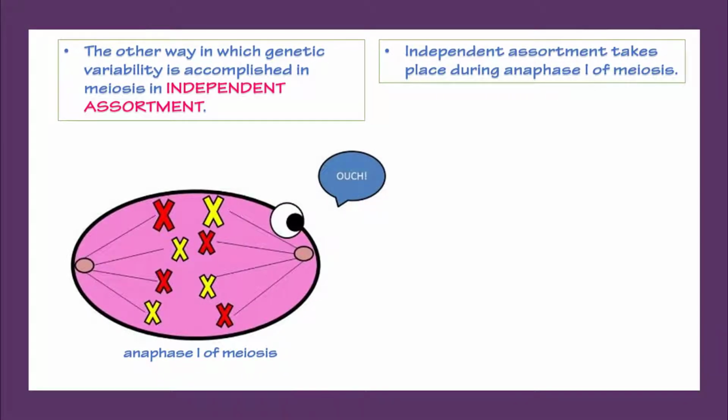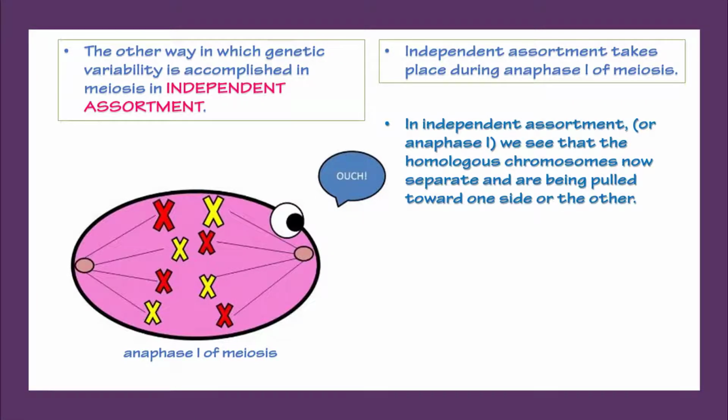The other way in which genetic variability is accomplished in meiosis is independent assortment. Independent assortment takes place during anaphase 1 of meiosis. In anaphase 1, we see that homologous chromosomes are now going to separate. They will be pulled towards opposite sides of the cell.